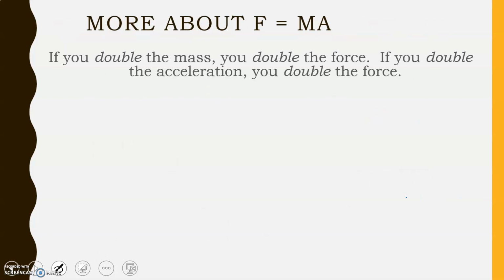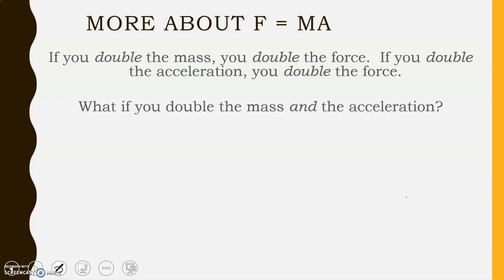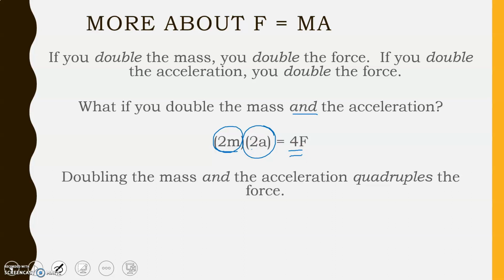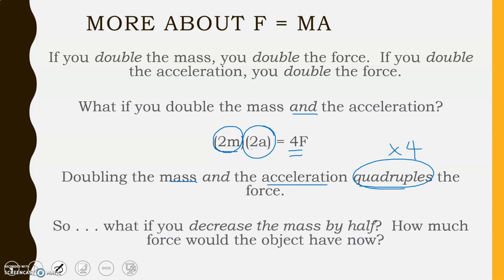All right, so we've already said if you double the mass, you double the force. If you double the acceleration, you also double the force. What happens if you double the mass and the acceleration? So we have twice the amount of mass, then we have twice the amount of acceleration. 2 times 2 is 4, so we would have 4 times the amount of force. So doubling the mass and doubling the acceleration quadruples, or times 4, the amount of force.